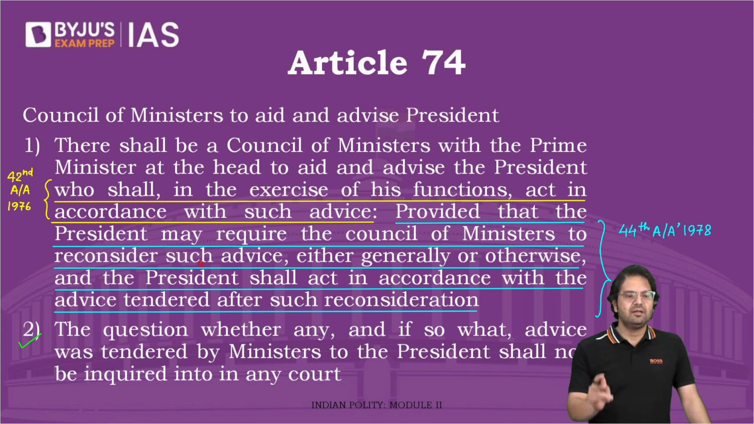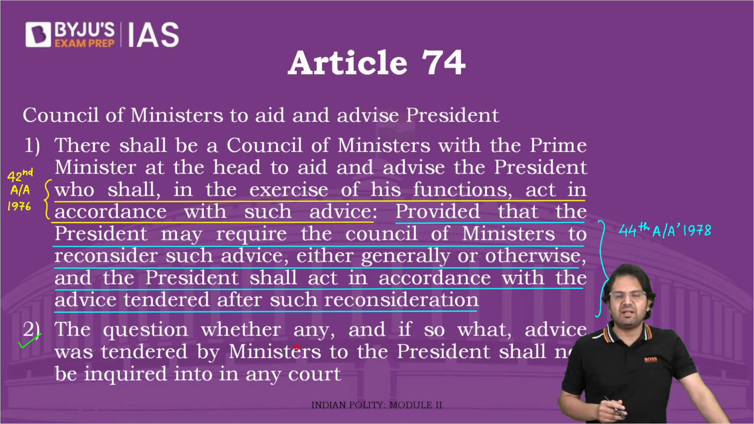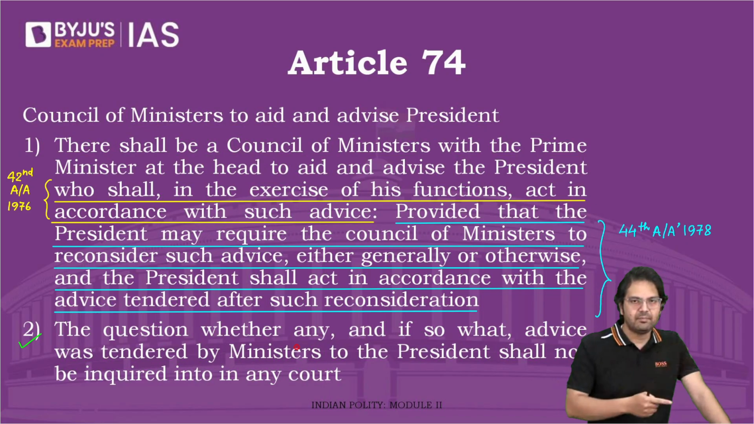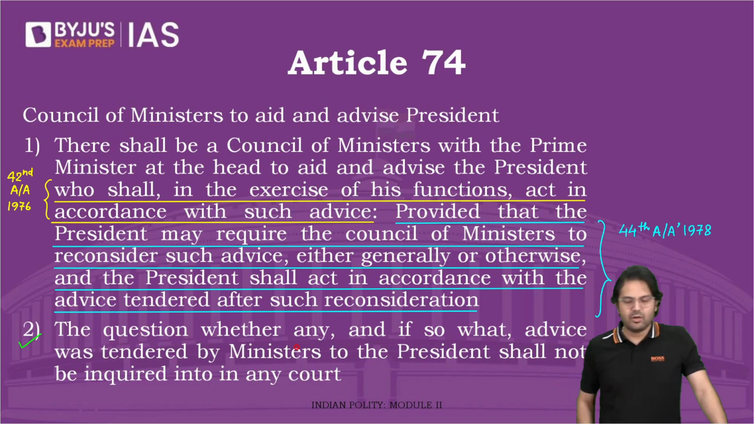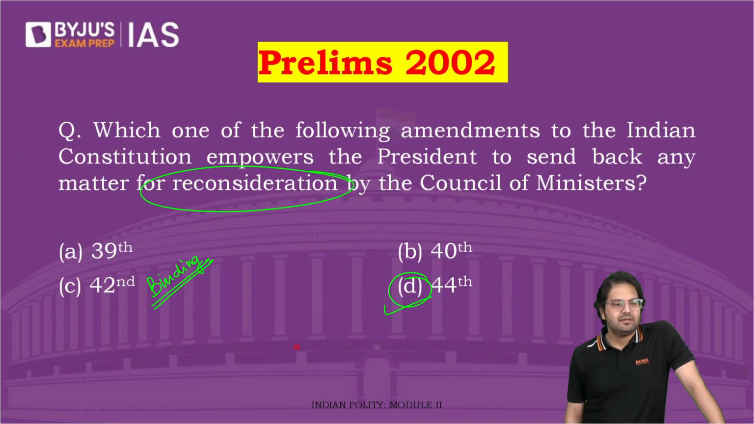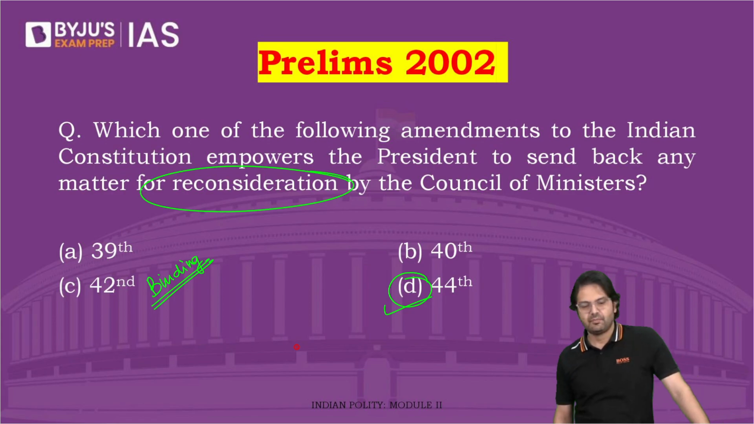Second point, I'll repeat once again. It simply says that the question of what advice the minister gave, or did he give any advice, any such things will not be inquired into in any court. You can't go to court and file a case saying, I want to know what advice the president was given by the PM. Court, ask the PM, ask the president. That can't be done. It's a secret between both of them, the PM and the president. Clear? Okay. Mayank Wadhwani, no, salary of a civil servant is not charged expenditure.